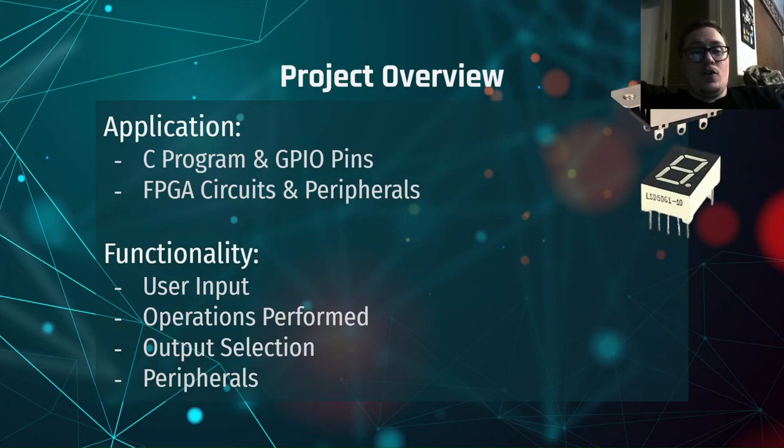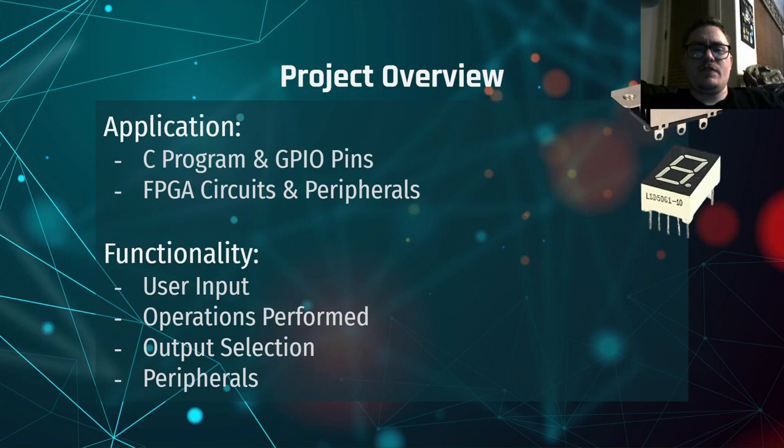For the overall project, it has a C program, and that also includes some ARM assembly, some inline ARM assembly in there. And that C program interacts with the GPIO pin, which is used to communicate the data of the C application, namely the two 4-bit numbers, to the FPGA and the circuits there, and eventually onto other peripherals.